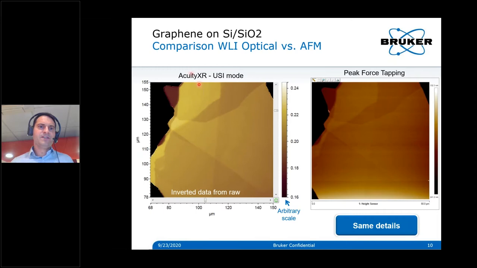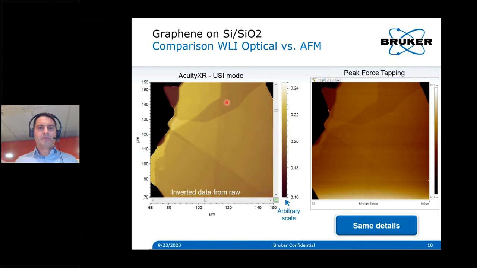And what you see on the left side is an example of a high lateral resolution image made with a 115x objective, where you nicely see the substrate on that part, and the rest is the graphene layers. And what we see here is some kind of arbitrary unit scale, which is a combination of change of refractive index and thickness, but you see some nice details around.